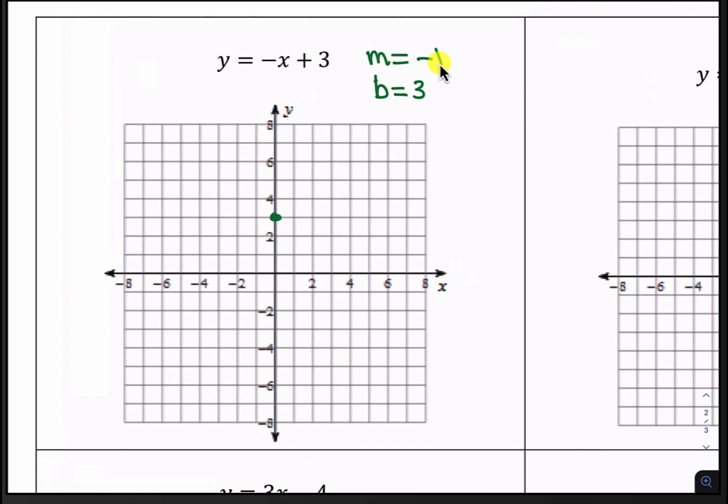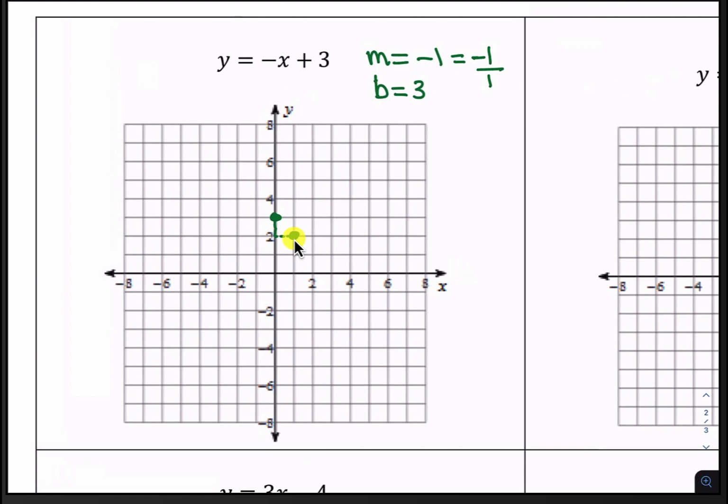Our slope is negative 1, but we always want to write it as a fraction, so that's the same thing as negative 1 over 1. The negative 1 on the top tells us to go down 1, and the 1 on the bottom tells us to go to the right 1. So let's start at our y-intercept here at 3. We're going to go down 1 and then to the right 1. Okay, so down 1 and to the right 1, and that is our second point.